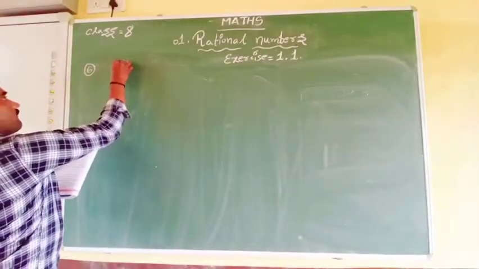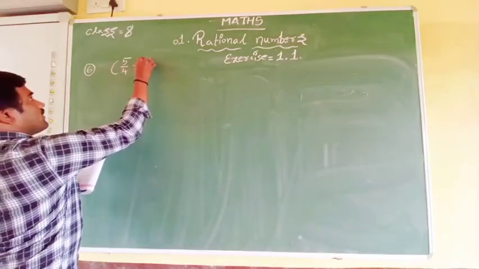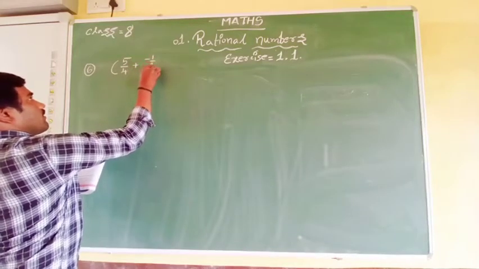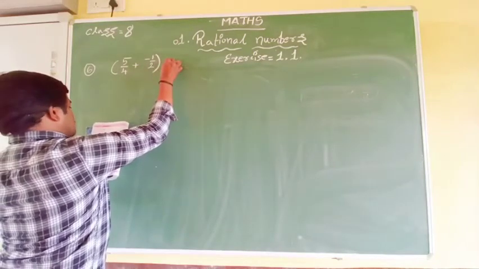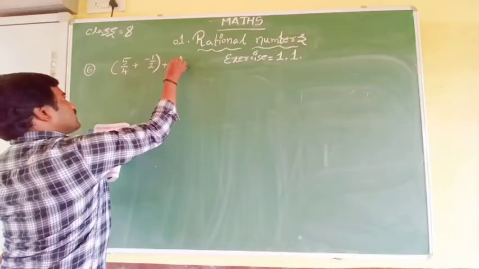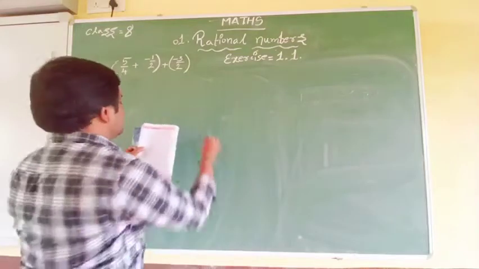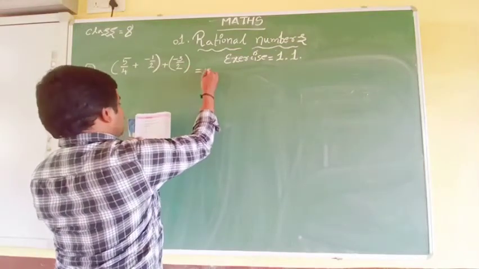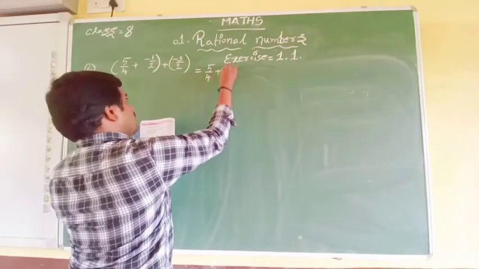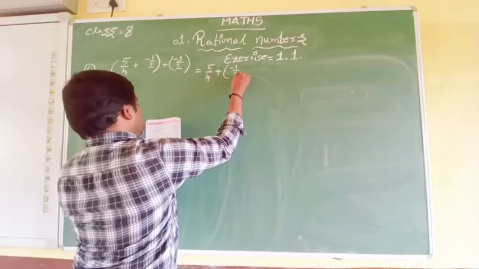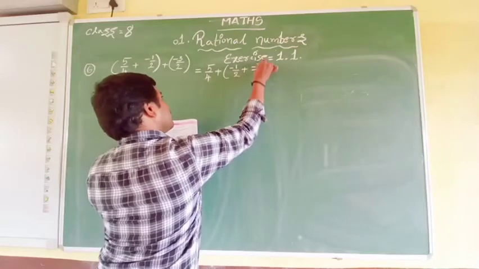Here 5 by 4 plus of 1 by 2 minus 1 by 2 and plus of minus 3 by 2. Sorry, this is equal to, it should come down, 5 by 4 plus minus 1 by 2 plus of minus 3 by 2.